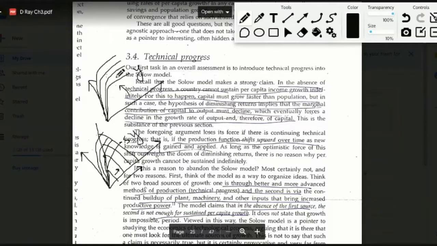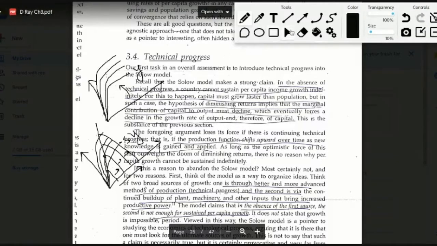But when the production function is increasing, when there are changes in the technical aspect, when there is technical progress, then the capital stock will also keep on changing, and this will be a long run process. So in the absence of this upward shift in the production function, the second source of growth is not a sustainable source, is what the model is trying to say.